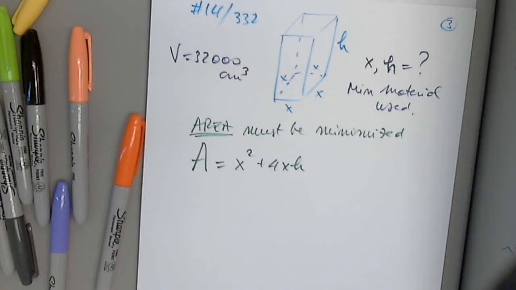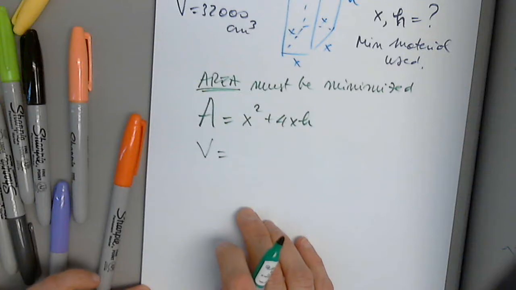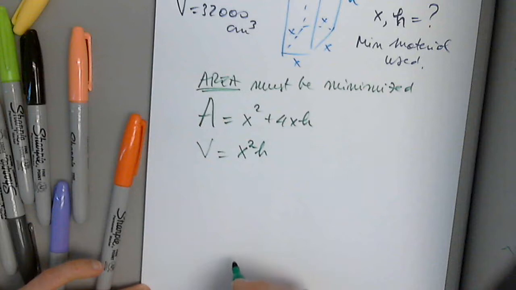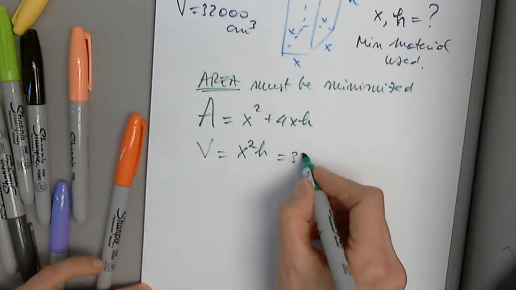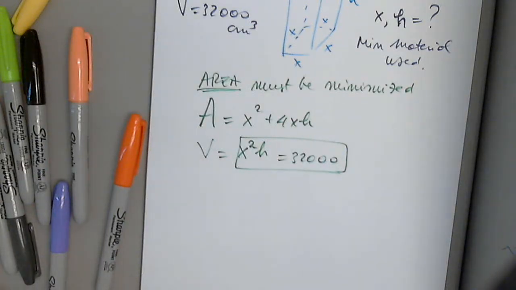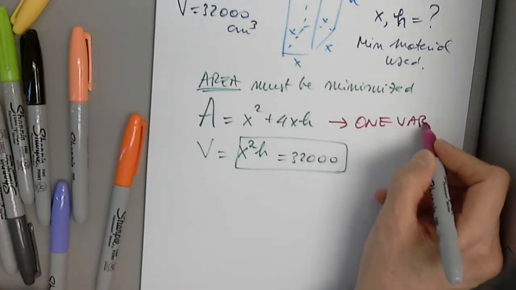So this is now a function, but I cannot say that it's a function of a variable yet. I need to make it a function of one variable, but I have information that I haven't used yet. Can anyone give us the volume of this box? Very good. x squared times h, area of the base times the height, which is 32,000. Good. What do you think I'm going to do with this? Because I need a function of one variable.